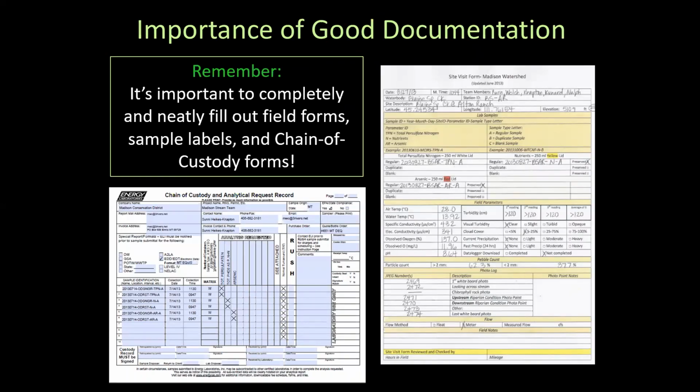And part of ensuring that there is good metadata to accompany your data is to make sure that participants in data collection are really taking time to completely and neatly fill out field forms and sample labels and chain of custody forms, for example, and just really stressing the importance of good documentation, clear handwriting, and taking the time before you depart from a sampling site to check over the field forms to make sure that nothing is missing or nothing is hard to read or nothing is inaccurate.